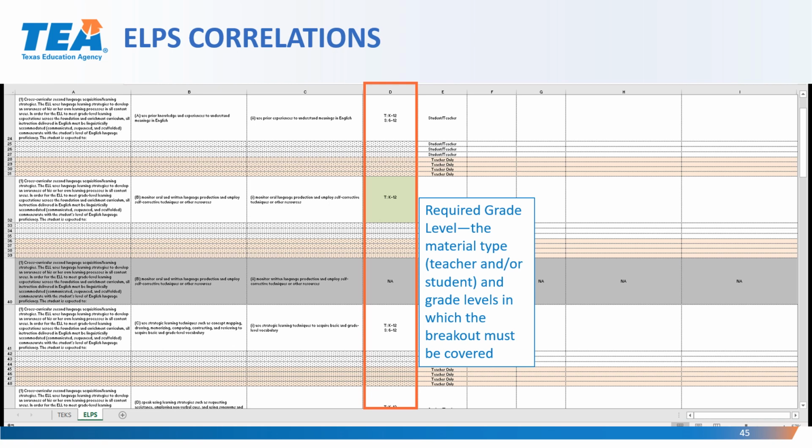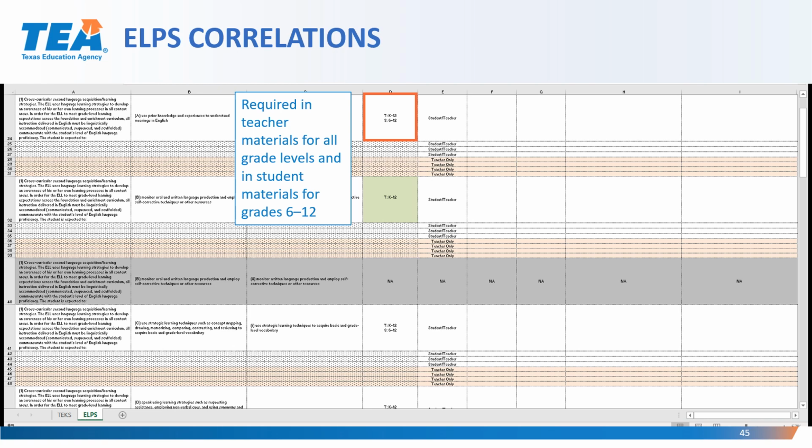Anytime you see T, the breakout must be covered in the teacher materials, and S means the breakout must be covered in the student material. The letters are followed by the applicable grade levels. In this example, the breakout must be covered in teacher materials for all grade levels and in student materials for grades 6 through 12.